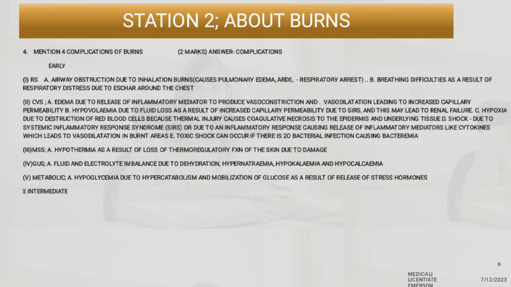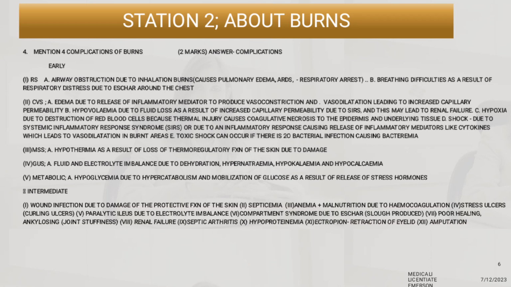Then we are now done with the early complications. Under intermediate, we can have wound infection due to damage to the protective function of the skin. We can have septicemia, we can have anemia plus malnutrition due to hemocoagulation. We can have stress ulcers, which are also known as Curling's ulcers. You can have paralytic ileus due to electrolyte imbalance. You can have compartment syndrome due to eschar or slough which is produced.